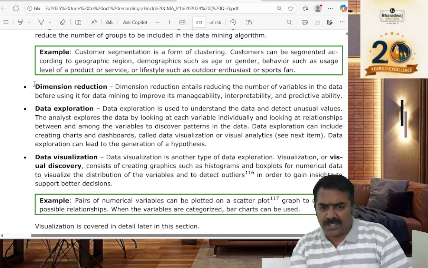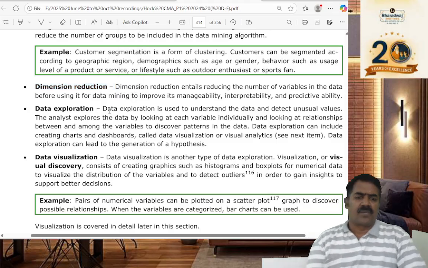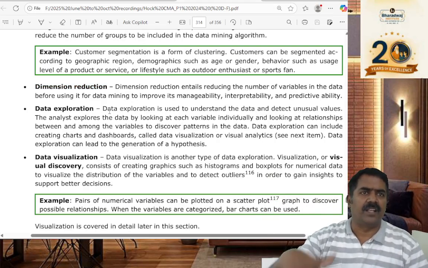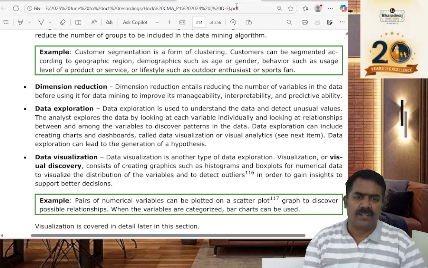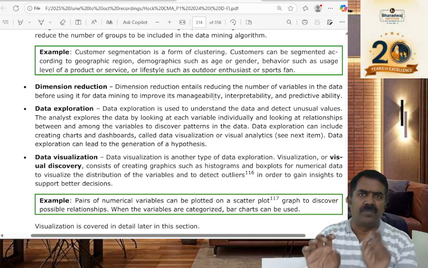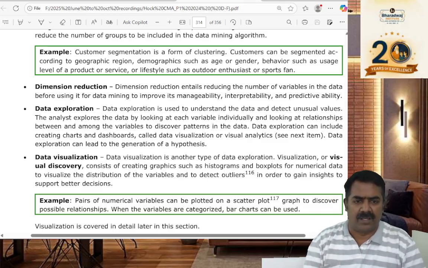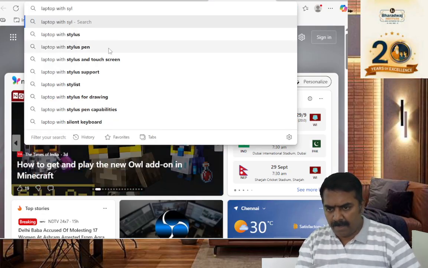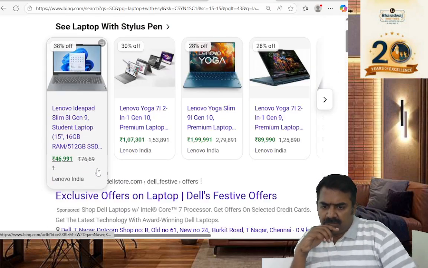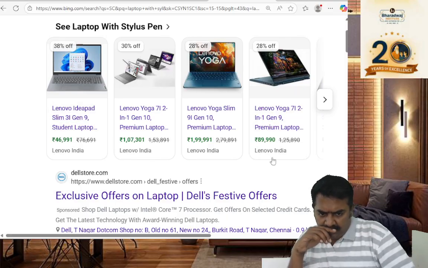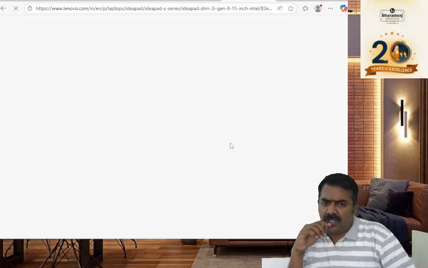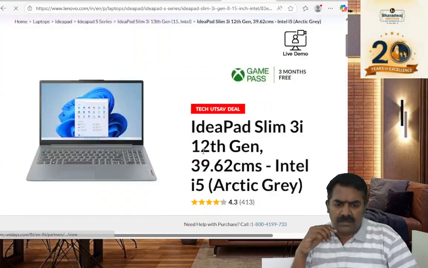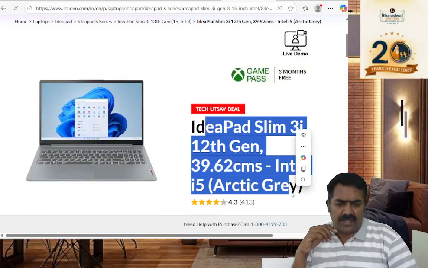Then dimension reduction. What do you mean by dimension reduction? Simple. I go to a shop, the required information is available, then I buy the product. For example, I want a laptop with a stylus pen. When I Google, Lenovo India comes. I go to Lenovo India. Thereafter I see, okay, IdeaPad 3 12th Gen, like that it comes.